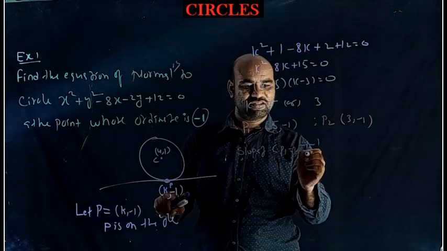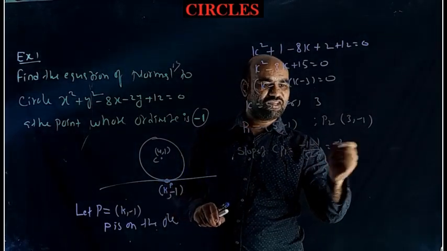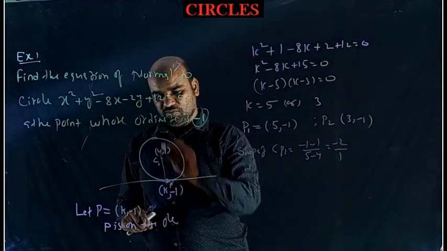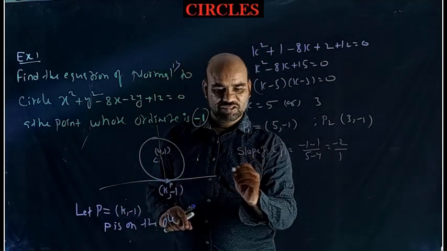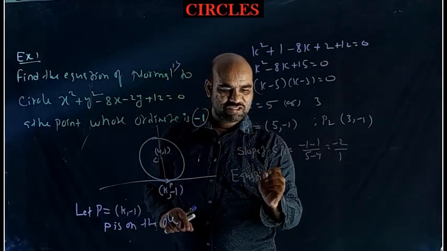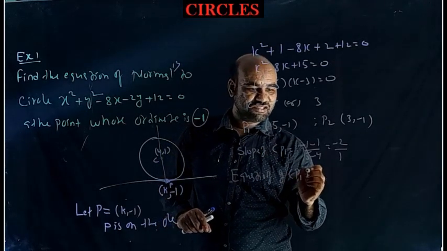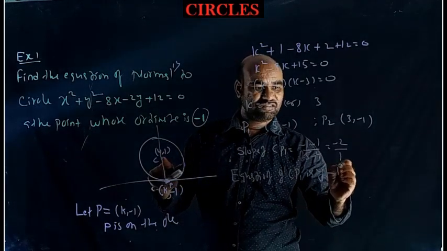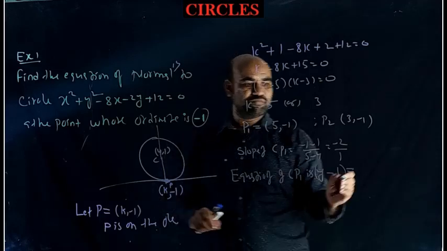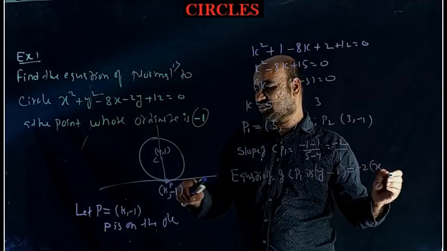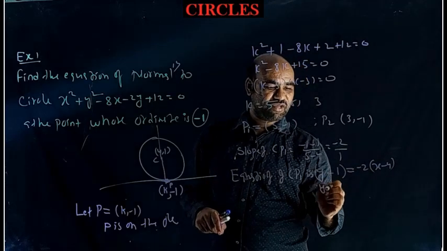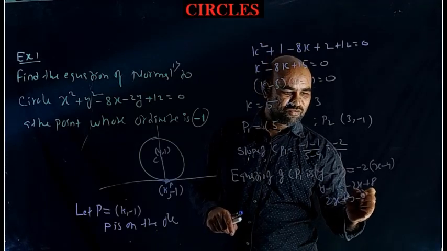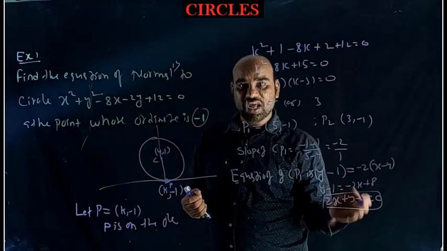by K, which means here 5 minus 4, that is minus 2 by 1, minus 2, the slope of CP1. Directly you can find the equation of CP1. Equation of CP1 is y minus y1. Any point you can take, either this or this. y minus 1 is equal to m, which means minus 2, into x minus x1, which means 4. So y minus 1 equal to minus 2x plus 8, or 2x plus y minus 9 equal to 0. This is one of the equations of the normal.